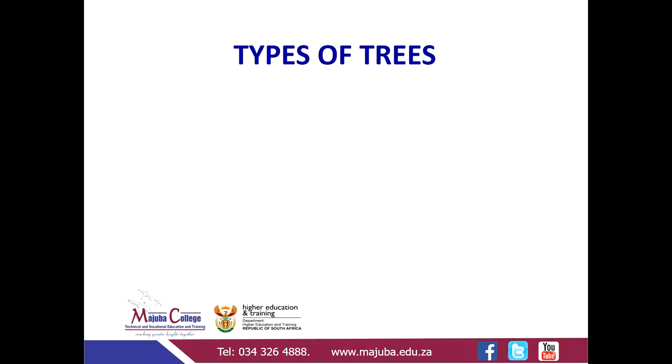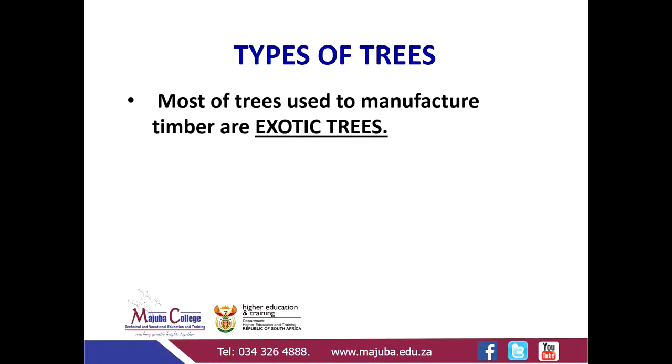Types of trees. Most of the trees used to manufacture timber are exotic trees. The question is, what does the term exotic mean? The term exotic means from another place. That means most of the timber that we use is manufactured from exotic trees.